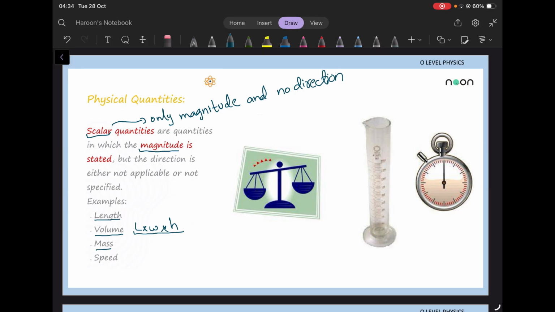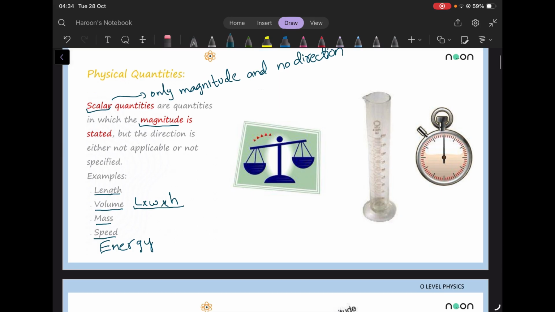Mass, no direction. We don't say my mass is 50 kg to the right or 50 kg towards north. So it doesn't have any direction. Speed is a scalar quantity as well. There are other physical quantities which are scalar, for example, energy, or we can say distance as well. Length and distance are the same. So we have other scalar quantities as well. These are just a few examples.